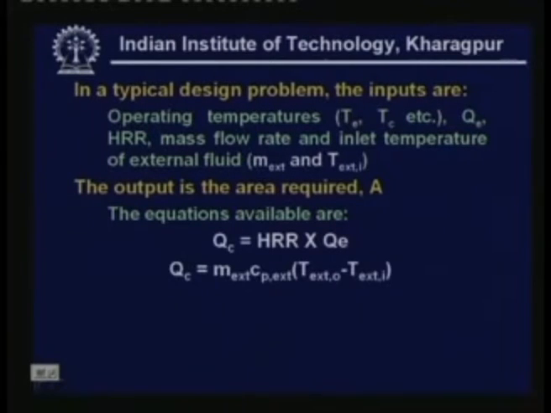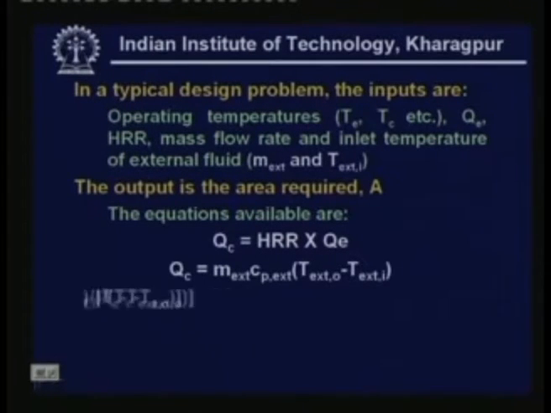We can also write the heat rejection rate at the condenser in terms of the external fluid. That means we can write QC is equal to M CP of external fluid into T external out minus T external in. In this equation you can see that we know M external, that means the mass flow rate of the external fluid is known to us and the inlet temperature of the external fluid is known to us. So from this we can calculate what is the outlet temperature of the external fluid since QC is known to us.